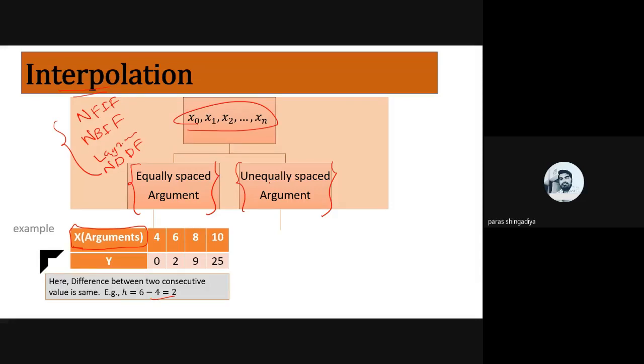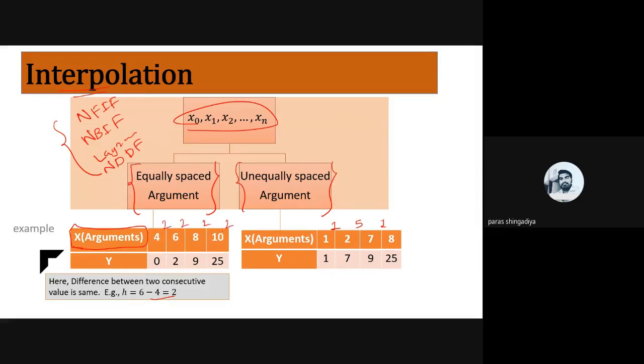And for unequally spaced data, what is the meaning of unequally spaced data? One table is given here for unequally spaced data. The data is 1, 2, 7, 8. So check the difference of two consecutive values. 2 minus 1, that is 1. 7 minus 2, that is 5. 8 minus 7, that is 1. So the difference is not the same. Here the difference is the same, the difference between any two consecutive values is equal, and here it is not the same. So that is called unequally spaced data.